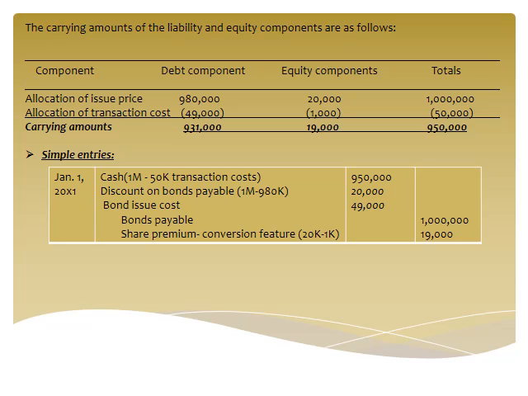So we have bonds payable of 1 million. So yung presentation niyan, the bonds payable of 1 million, less discount, less bond issue cost. So we have carrying amount sa financial statement of 931,000. And next, we also have credit of share premium conversion feature of 19,000, the net amount allocated for the equity component.